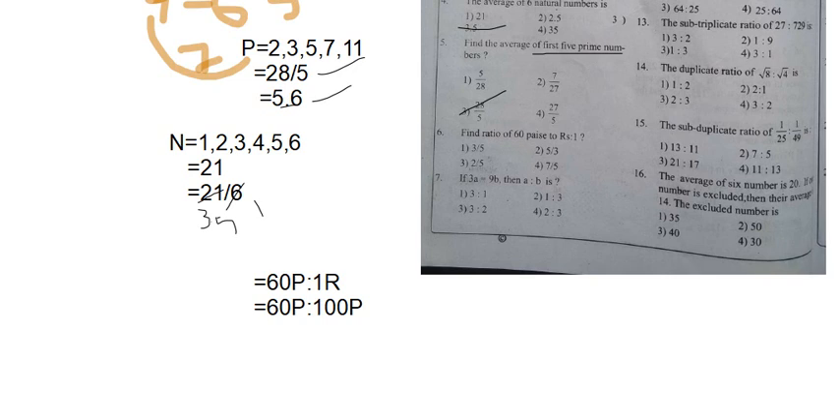Paise gets cancelled. 1 zero cancels. Now here 2 threes are 6 and here 2 fives are 10. Finally your answer is what? 2 is to 5. 2 is to 5 or 2 by 5, both are the same.